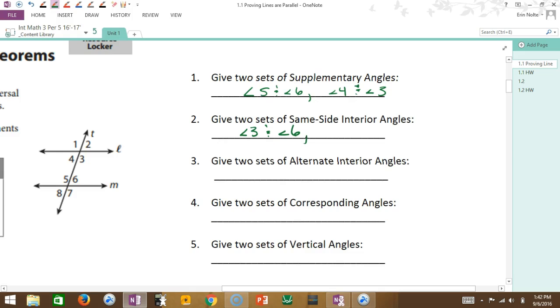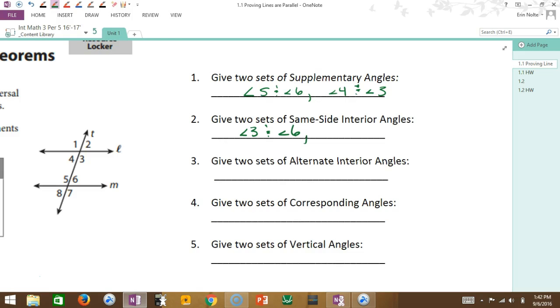Okay, so if you didn't know what a same side interior angle is, what do you think that means? Same side. Inside. Same side of which line are we talking about? The transversal. They're on the same side of the transversal. And what do you think the interior part refers to? Inside of what? Inside the parallel lines.